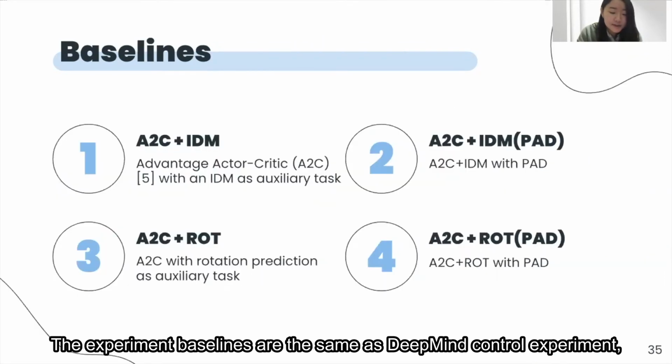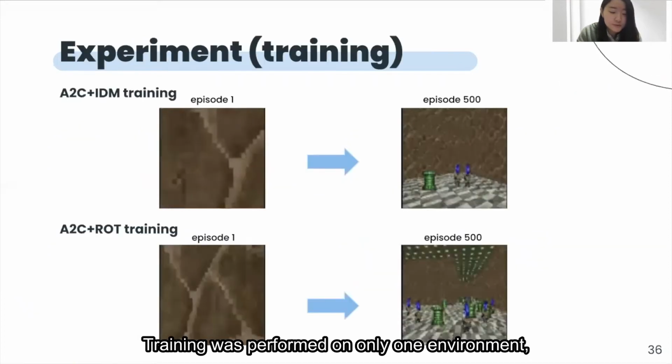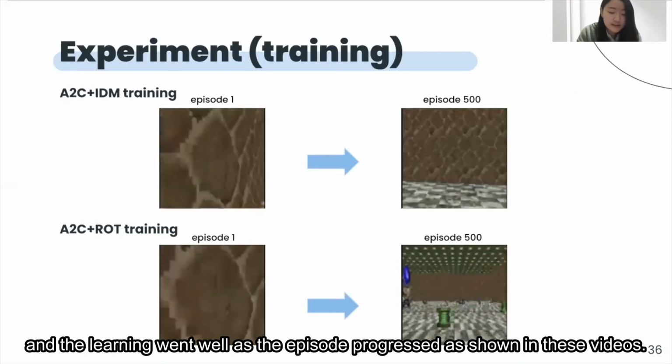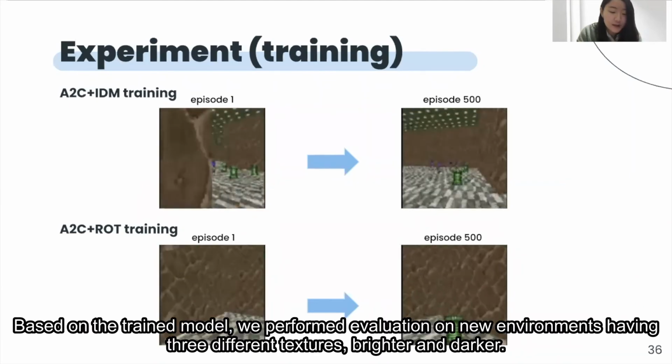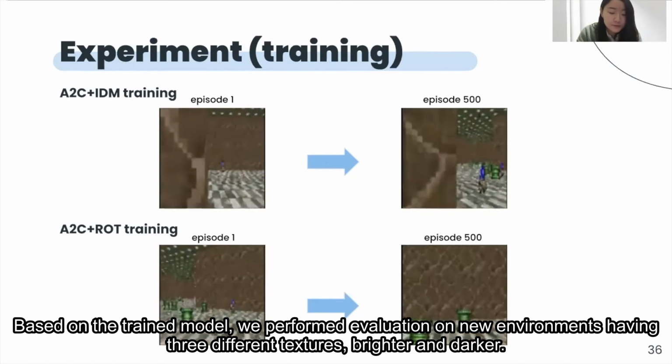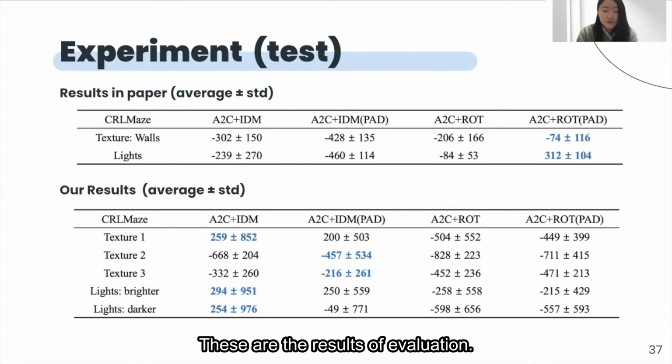The experiment baselines are the same as the mind control experiment, but the important difference is that its Bayesian learning algorithm is A to C. Training was performed on only one environment, and the learning went well as the episode progressed, as shown in these videos. Based on the trained model, we performed evaluation on new environments having 3 different textures, brighter and darker. These are the results of evaluation.